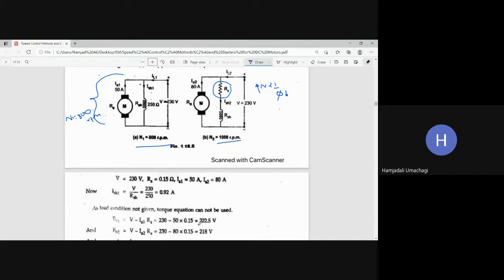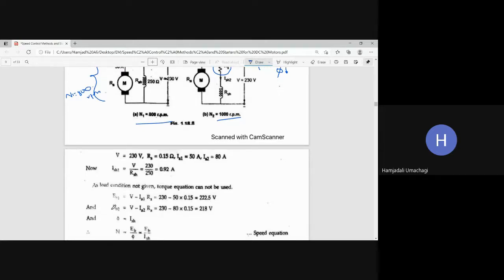This Ra value is 0.15 ohms. Then you will be getting voltage as 222.5 volts. Now let us calculate the second back EMF when speed changes from 800 to 1000 RPM. That is EB2 = V - IA2 × Ra. The IA2 value is 80 and Ra is 280. So back EMF changes from 225 to 218 volts.